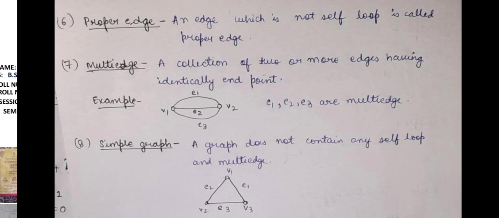A collection of two or more edges having identical endpoints, for example E1, E2 and E3, are multi-edges. A simple graph is a graph that does not contain any self loop or multi-edge. For example, we can see in the diagram this triangle, we have three vertices, V1, V3 and V2, and E1, E2 and E3 as edges. So it is a simple graph, that means it does not contain any self loop or multi-edge.